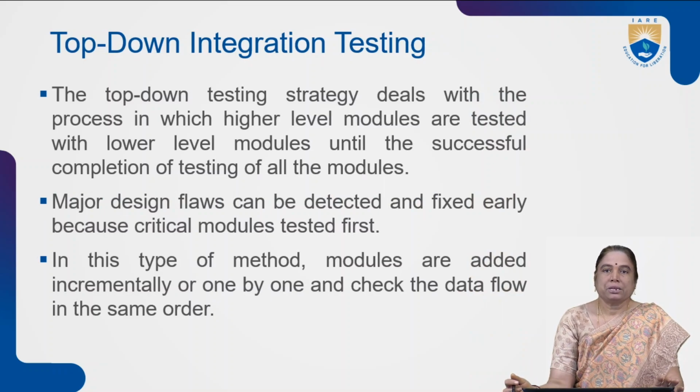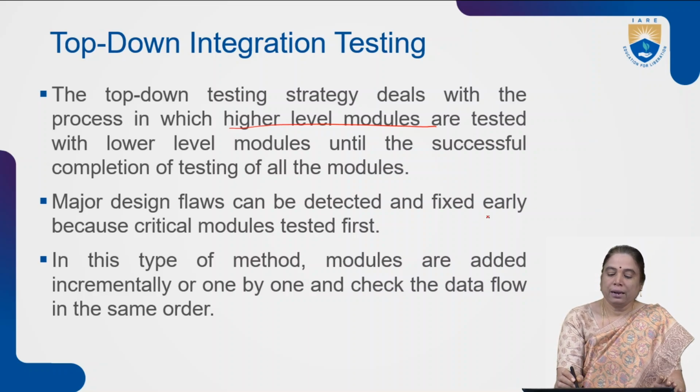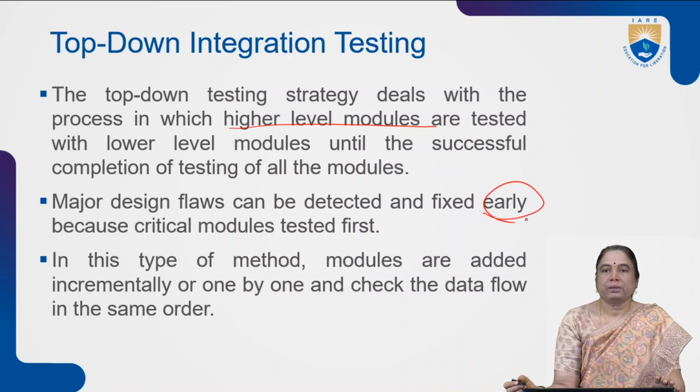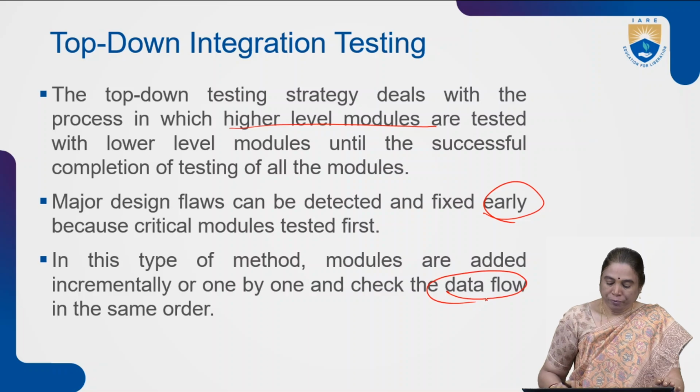Incremental integration testing is again divided into top-down integration testing and bottom-up integration testing. The top-down testing strategy deals with the process in which high-level modules are tested with low-level modules until the successful completion of the testing of all the modules. Major design flaws can be detected and fixed early because critical modules are tested first. In this method, modules are added incrementally one by one to check the data flow in the same order.